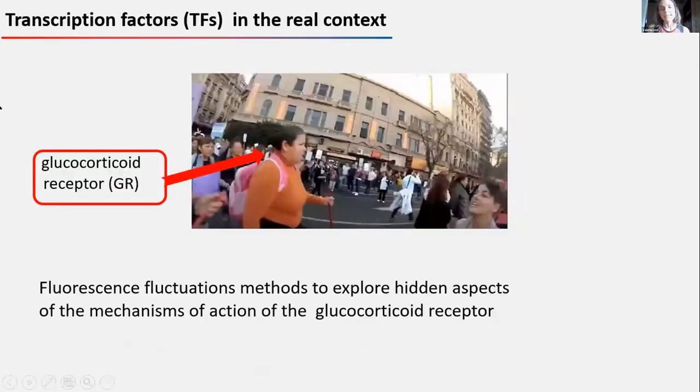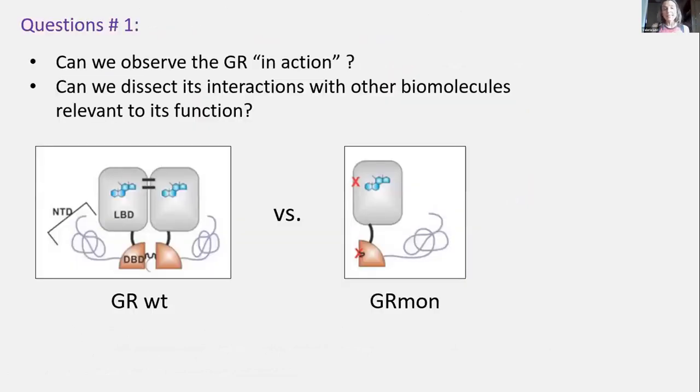So today, my woman will be the glucocorticoid receptor. Diego talked a lot about this transcription factor. And the idea is I will try to show you some of the experiments we did. I don't have the time to show you the whole story, so I will focus on a couple of experiments we did to answer these two questions. The first one is, can we observe the GR in action as the woman that moved in the movie before? Can we dissect its interaction with other biomolecules that are relevant to its function?